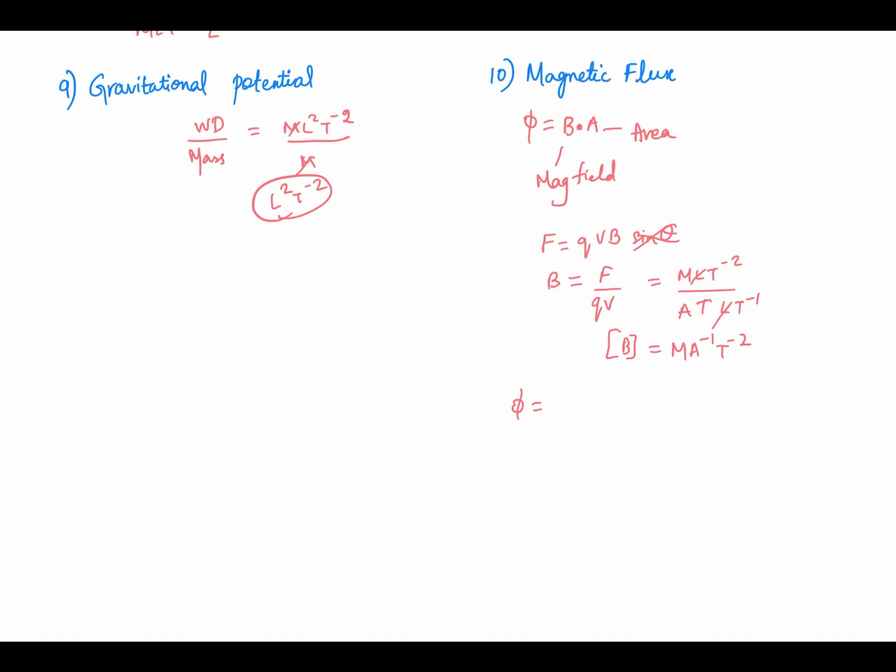Now if you want to find the dimension of flux, what is flux? Flux is equal to B dot A, which means magnetic field into area. Magnetic field dimension is M A minus 1 T minus 2, and area dimension is L square. So this becomes M L square A minus 1 T minus 2. This is the dimension of magnetic flux.